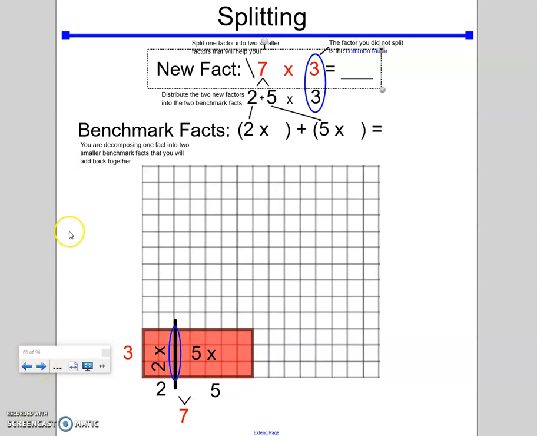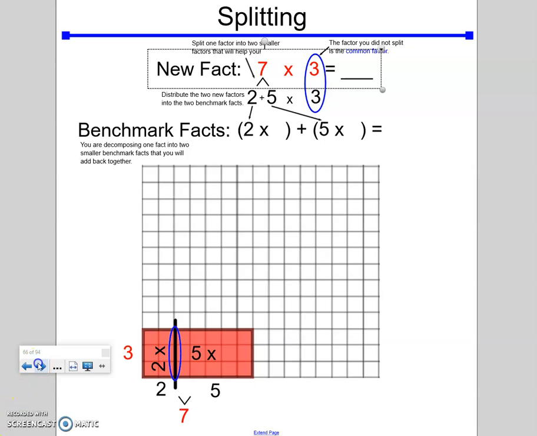So here is where you are going to have to really do some explaining and really explain that distributive property, and also really look at an area model and see why things are happening. Because we've split the 7 into a 2 and a 5, our two benchmark facts are not going to be the same. We're going to distribute the 2 from the 7, when we split the 7 into a 2 and a 5, the 2 into one of the facts and the 5 into the other fact.